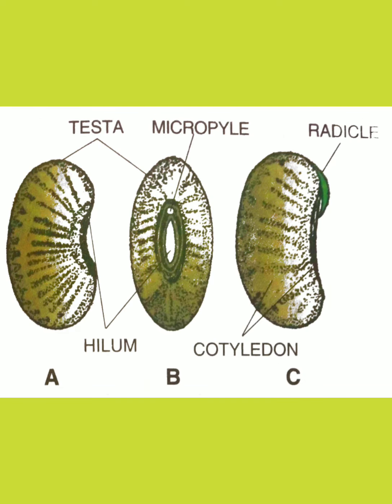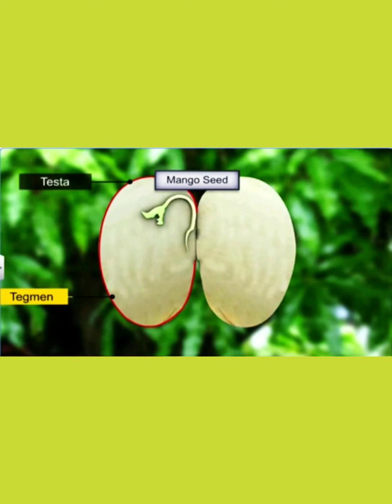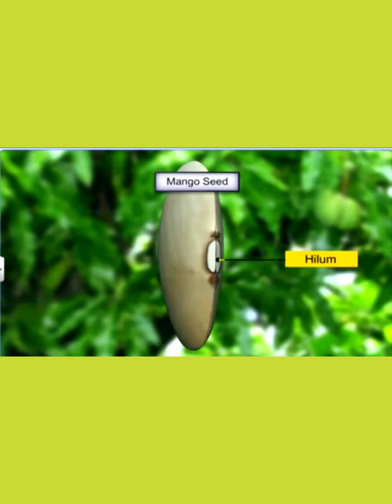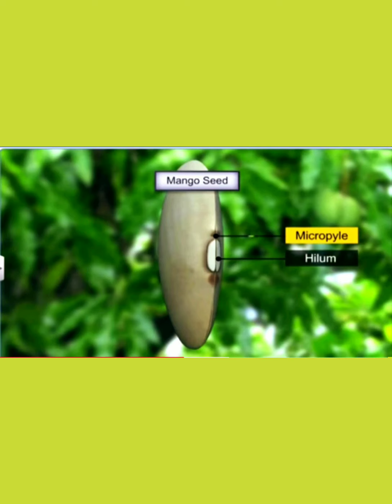The outer covering is the seed coat and is made up of two layers, the outer testa and the inner tegmen. The seed coat also has a scar on its surface called the hilum, which helps attach the seed to the fruit. Above the hilum is the micropyle, a small pore on the outer coat of the seed. Through this micropyle, the pollen tube enters into an ovule, and even the seeds absorb water through this micropyle and make it available to the embryo for germination.